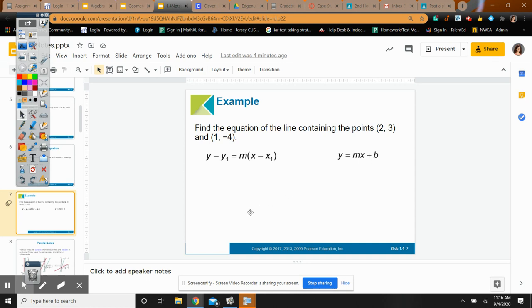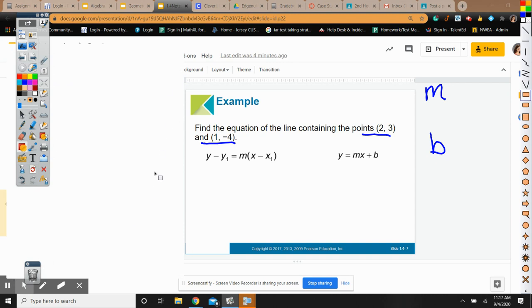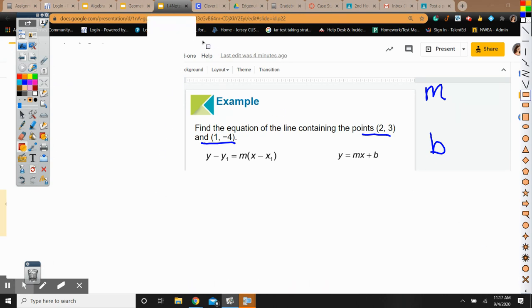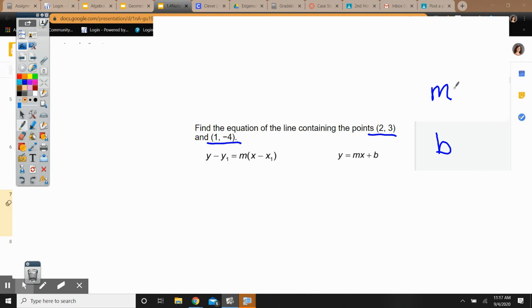This time it gets one step even trickier still. This time they don't give me the m and they don't give me the b. They give me instead 2 points. So you have to use all of your tricks, and the first thing you have to do is find the slope, because all you need is m and b. So you're going to go ahead and find the slope first using your formula, change in y over change in x, which is y2 minus y1 over x2 minus x1.